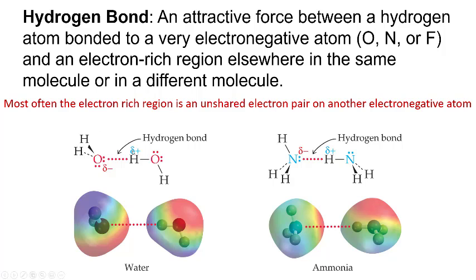So what we're going to see here is our hydrogen bond is going to be a straight line bond between a hydrogen that's bonded to an electronegative atom. This has to be either an oxygen, nitrogen, or a fluorine. So a hydrogen that's covalently bonded to an oxygen, nitrogen, or fluorine forms a straight line intermolecular force to an electron-rich region on a neighboring electronegative atom. Typically that's a lone pair on a neighboring electronegative atom.